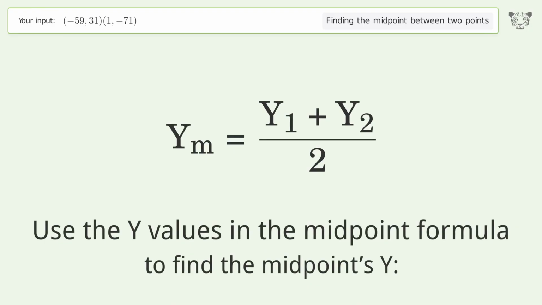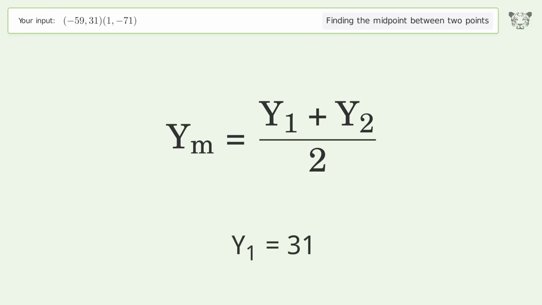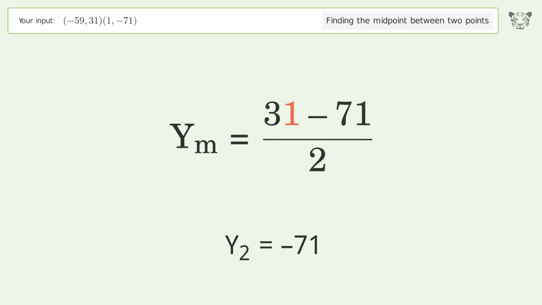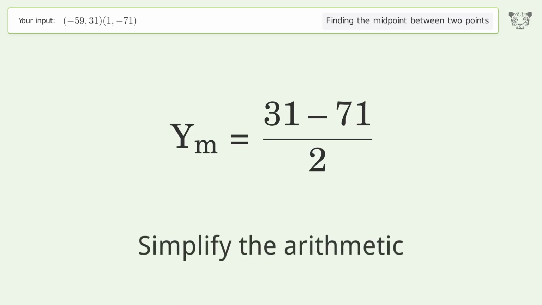Use the y values in the midpoint formula to find the midpoint's y. y1 equals 31. y2 equals -71. Simplify the arithmetic.